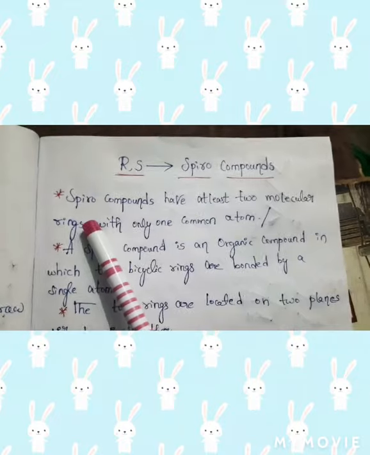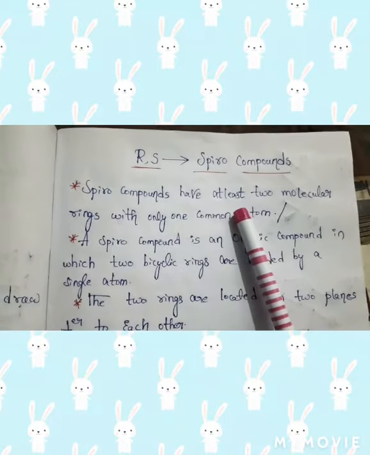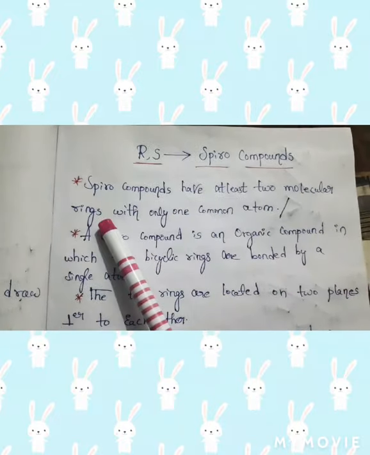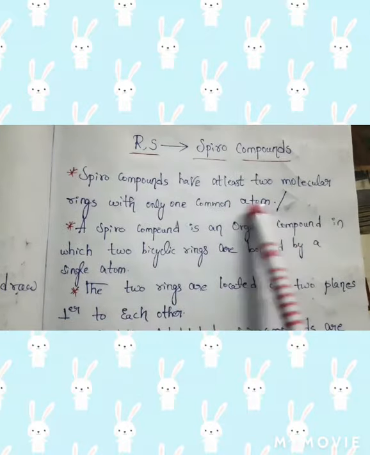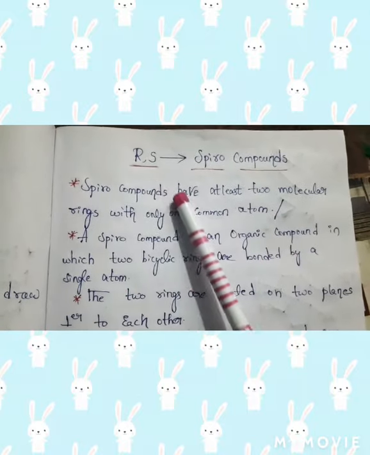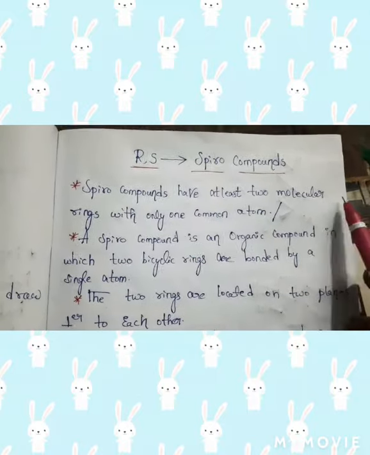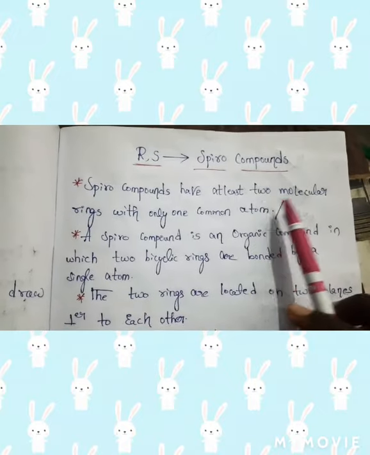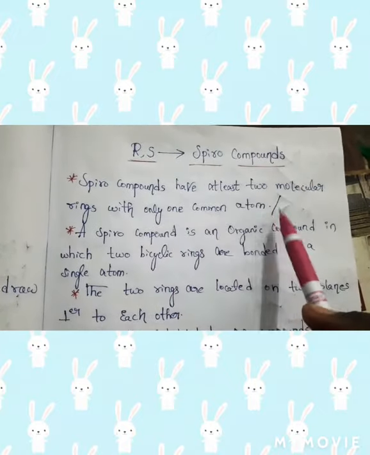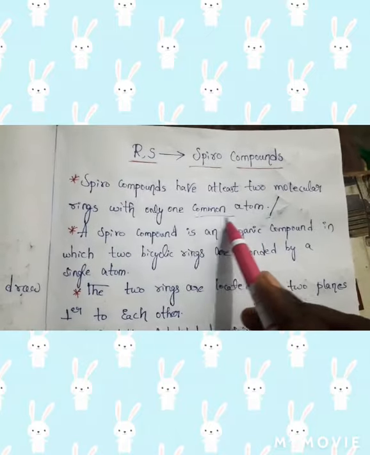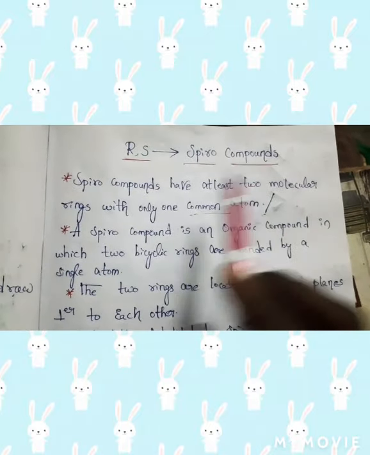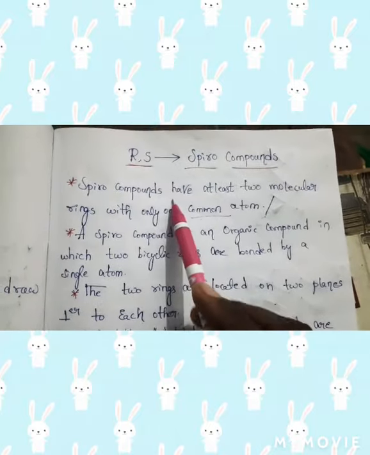Spiro compounds have at least two molecular rings with only one common carbon atom. So a spiro compound should have at least two rings, and one common atom should be present to those two rings. Those are spiro compounds.